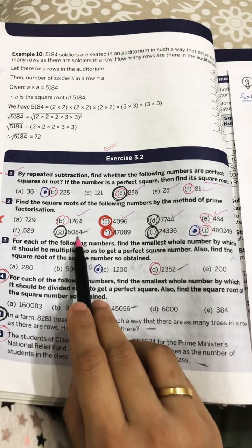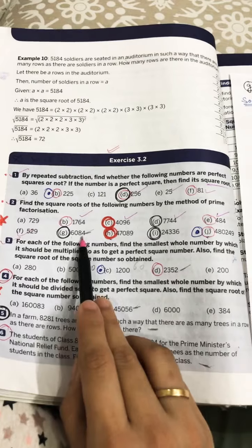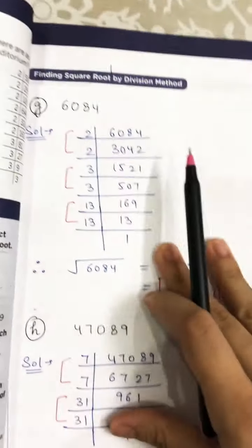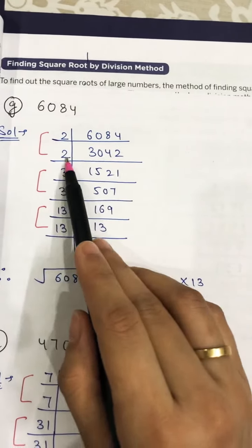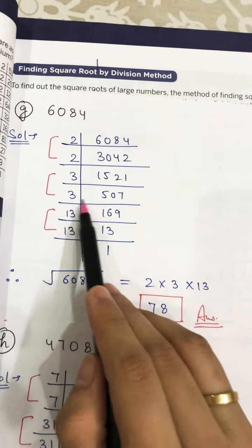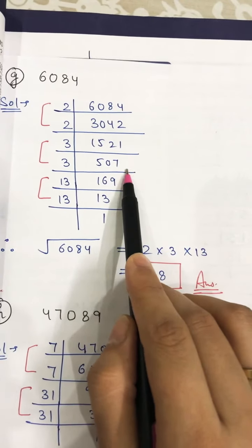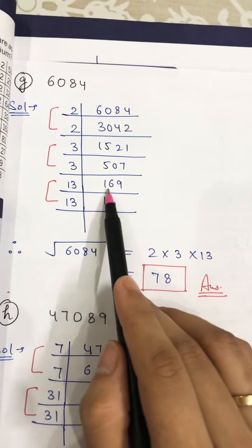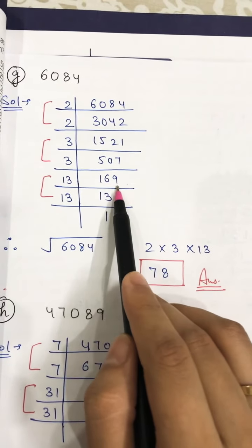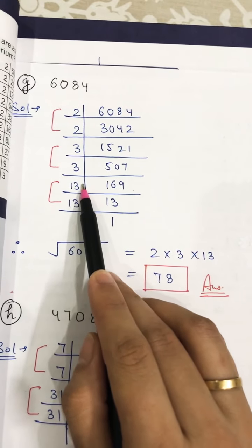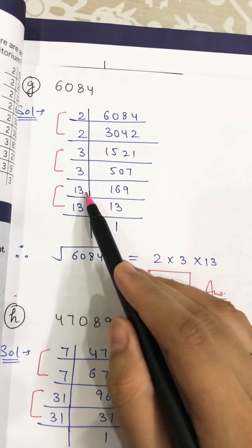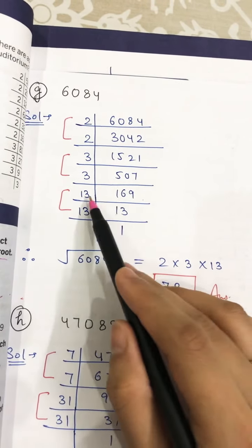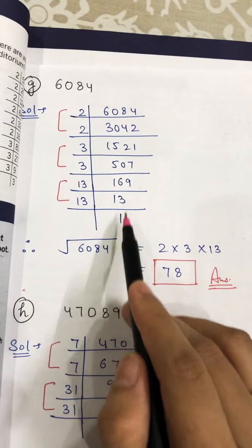Now I'm going to start part number G. Okay, I have done part number A, and now G, H, I, J. Now see, part number G is 6084. So 6084 will go on the 2 table, then again 2 table, then on the 3 table, then on the 3 table. Now 507. When you divide 507 by 3, it will be 169. Now 169 will not go on the 5 table, no 7, no, it will not go on 11. Then it will go on the 13 table. 13 1s are 13, 13 13s are 169.